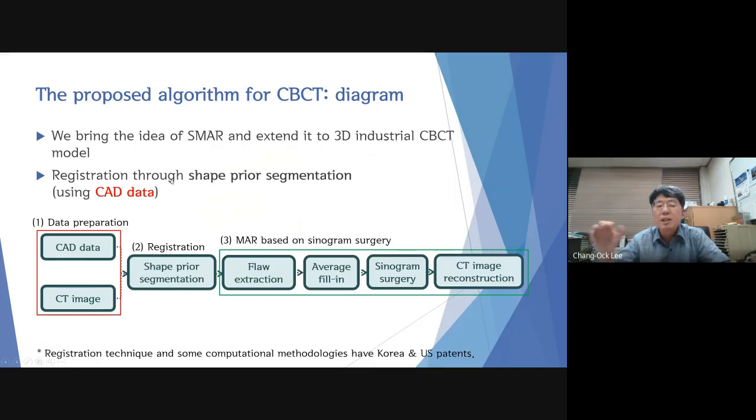So in order to match the CAD data and the CT data, we need a registration process using shape prior segmentation. So first we have CAD data and the CT image data, and we have registration, and after that, we have the three-dimensional MAR based on sinogram surgery, okay? So this is exactly the same as the two-dimensional case. So in the three-dimensional case, the key thing is how to register the CAD data and the CT images.